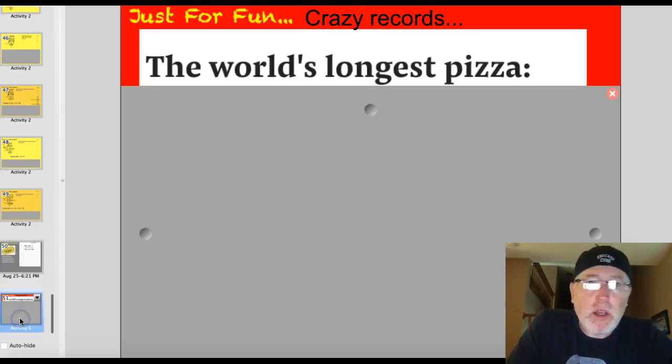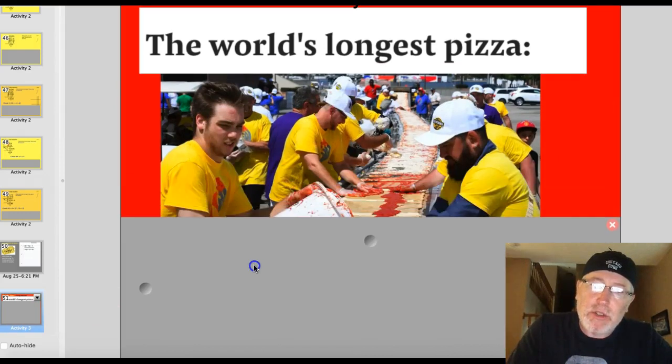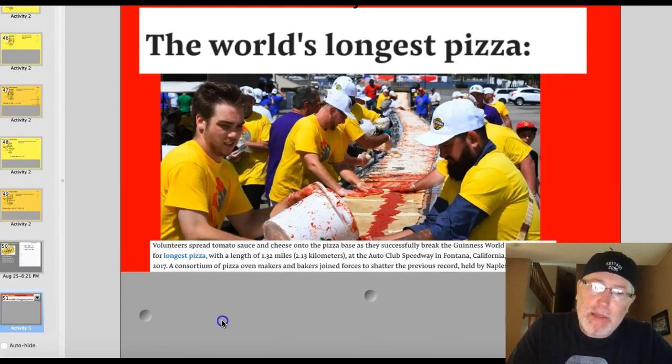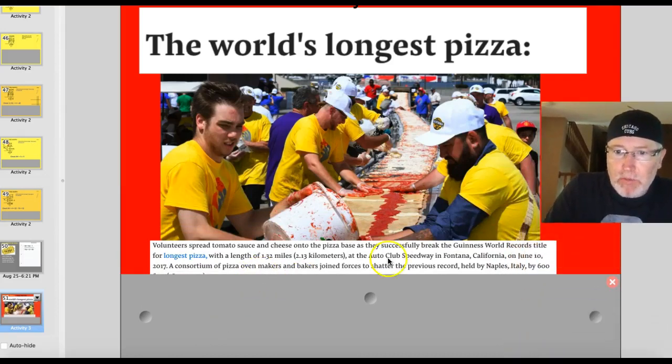Let's take a look at this crazy record. What is the world's longest pizza? I was stunned by the length of it. The old record was 600 feet, set in Italy. This pizza that these guys are making here, let's just scroll down here, see if I can see it. Entered in the Guinness Book of World Records, 1.32 miles.